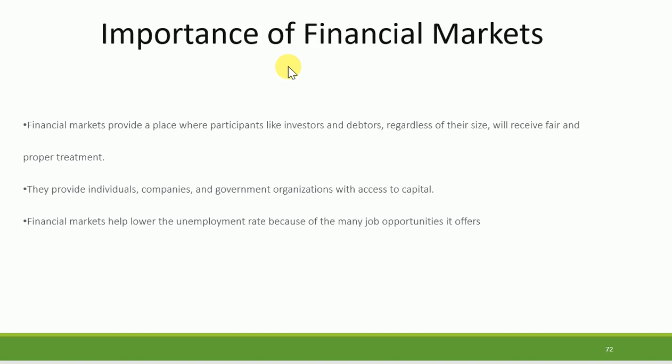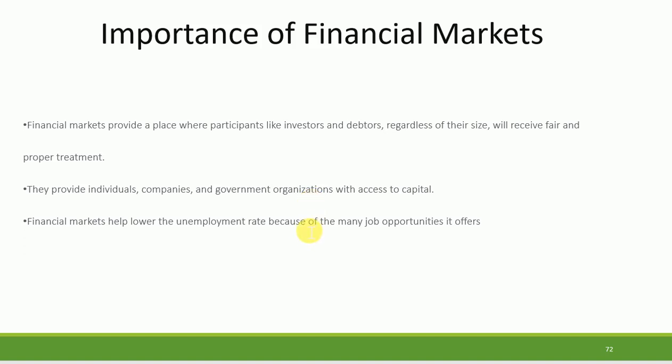Financial markets are a place where the participants, both investors and traders, are working regardless of their size, and they will receive proper treatment. Many parties can trade their securities. Some parties buy them, some parties sell them. The parties which have access to capital are trying to buy some securities, and the party which is in need of capital and cash creates the securities, shares or bonds, and sells them in the financial market in order to do, for example, their expansion, their investment, etc.